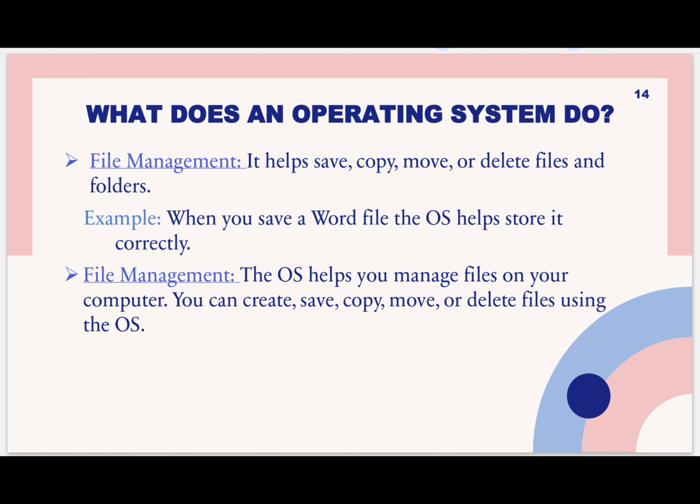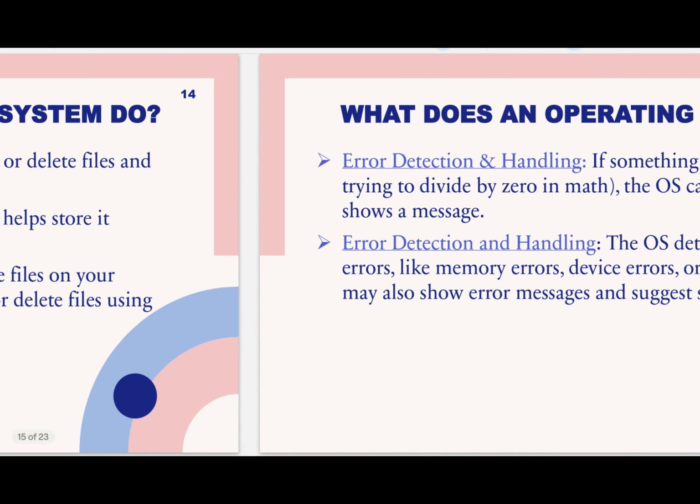Then file management, as its name says, helps save, copy, move, delete, and rename files and folders, right? When you save a Word file, the operating system stores it correctly. It helps you manage files on your computer. You can create, save, copy, move, and delete files using the operating system. The one that takes care of all this file management works under the operating system, the OS.